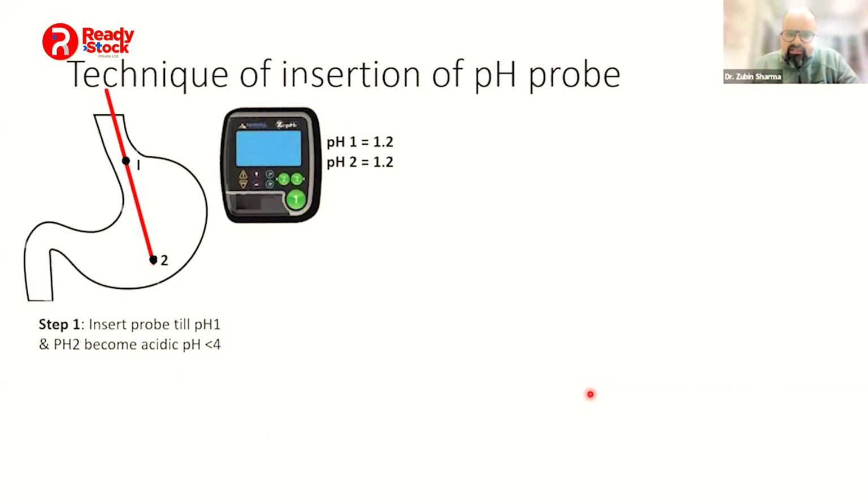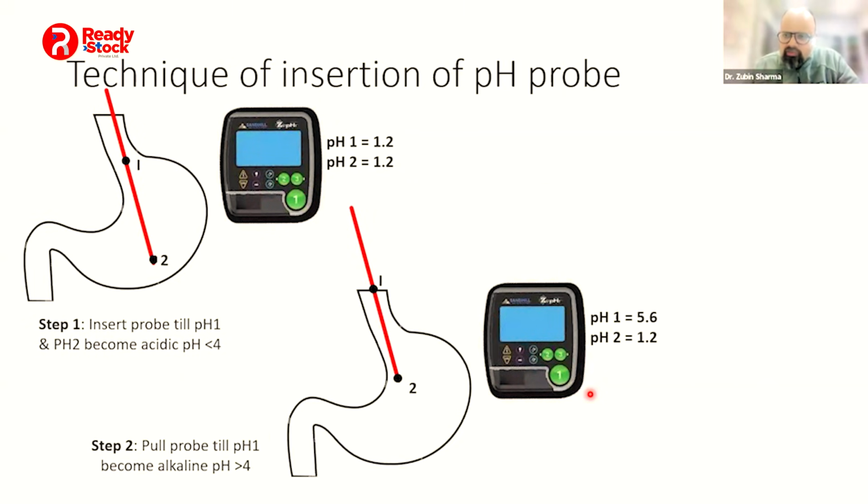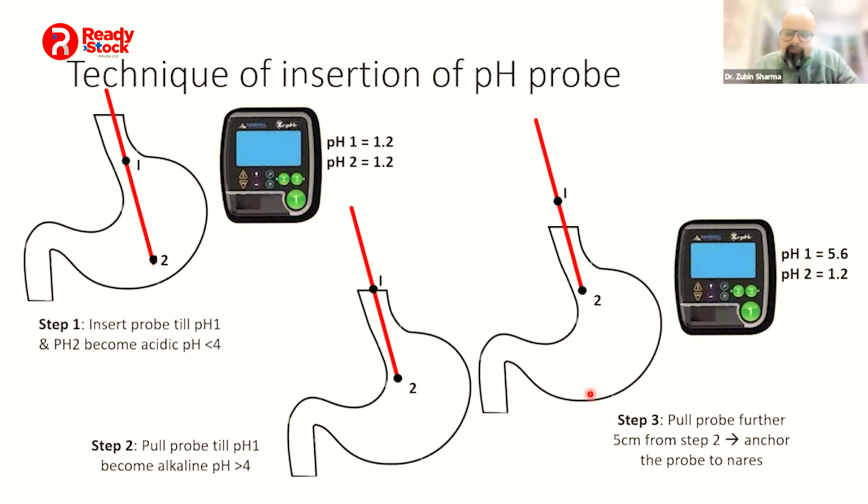How do you insert? As I said, there are two sensors. The number 2 goes to the stomach, number 1 comes to the esophagus. You can use fluoroscopy, or you can actually even look at the pH. If the patient is off PPIs, you can see that pH 2 will be less than 4, and pH 1 should be above 4. And that's how you know you have localized it well.